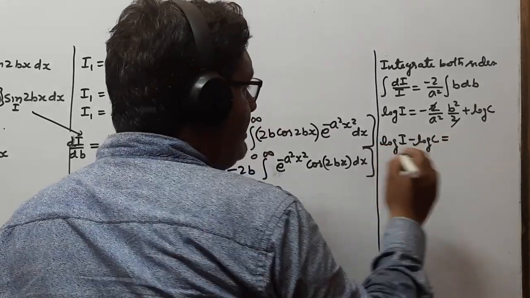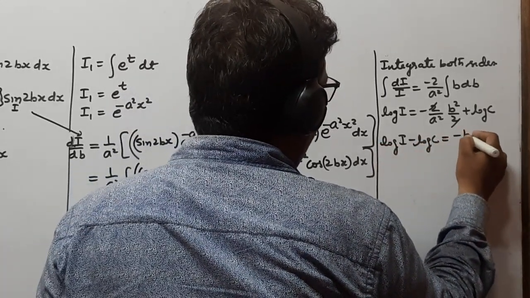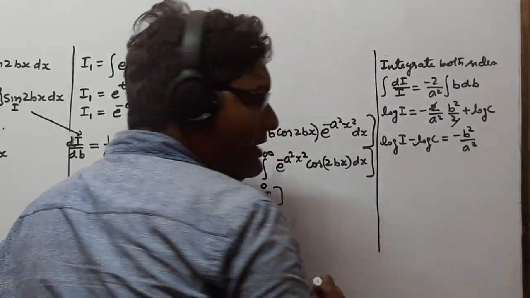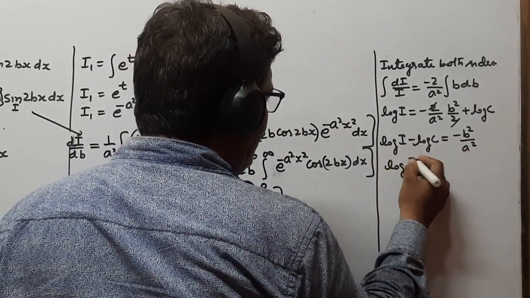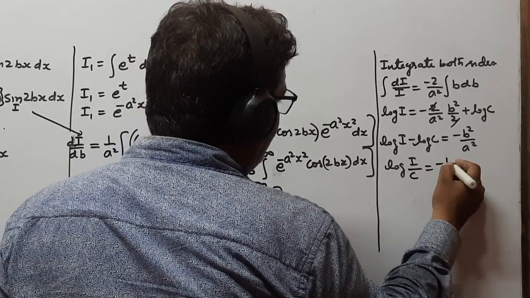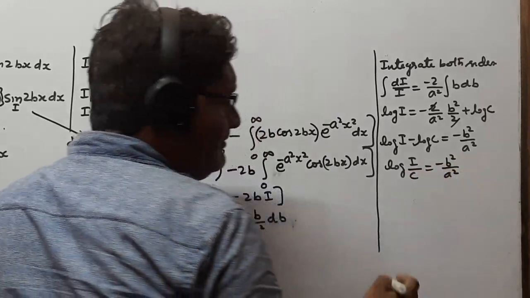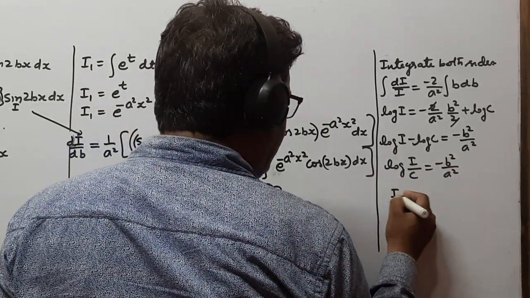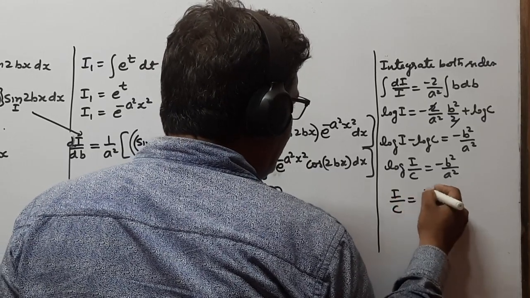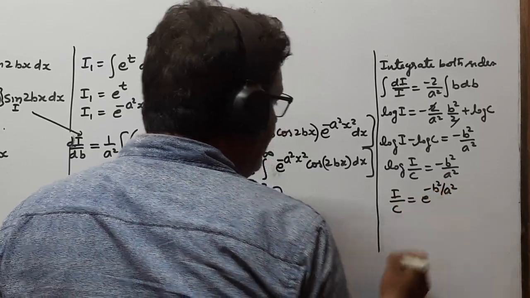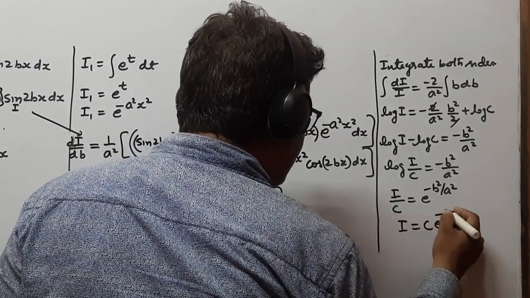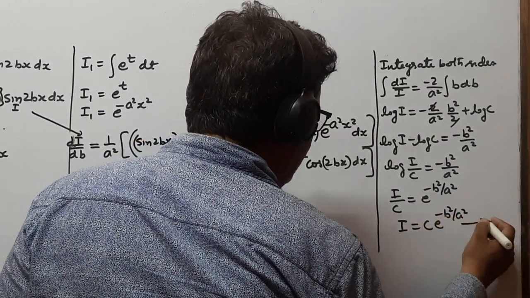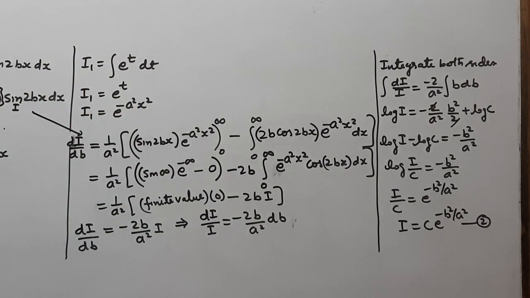We write log I minus log c is equal to minus b square upon a square. So using the formula of log, this can be written as log I upon c is equal to minus b square upon a square. So this can be written as I upon c is equal to e to the power minus b square upon a square. So I is equal to c times e to the power minus b square upon a square. Suppose that this is equation 2.